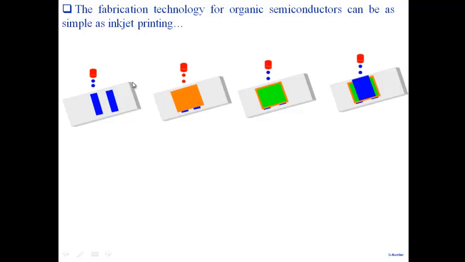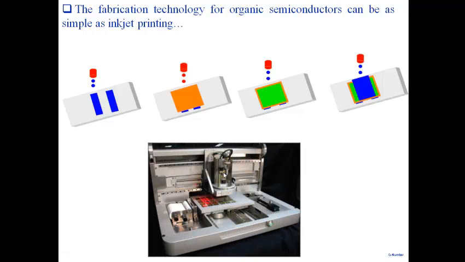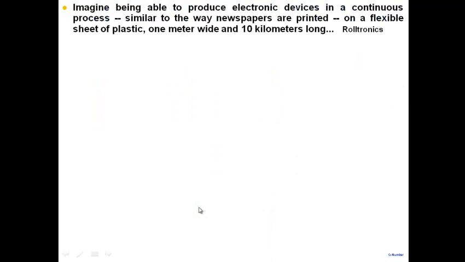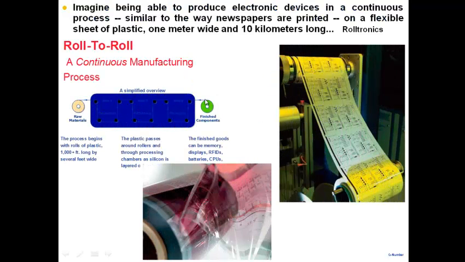So you have printed your transistor using inkjet printing. Here is an example of an inkjet printer printing these transistors. This is an early picture, but people are doing it. Imagine that you have a roll-to-roll kind of processing.